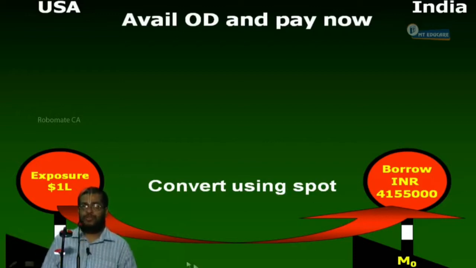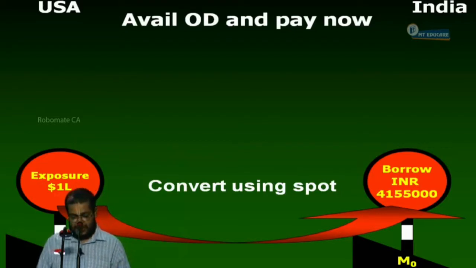Probably the arrow mark should be this way. I borrow money and then convert it into dollars, so you just put the arrow mark the other way. Borrow INR 41 lakh 55,000. Tell me, this amount will be repaid along with interest or not? Yes. How much interest is charged here? 18%.